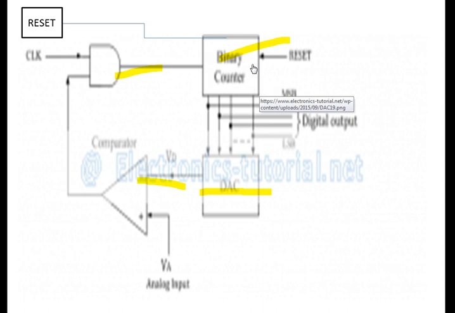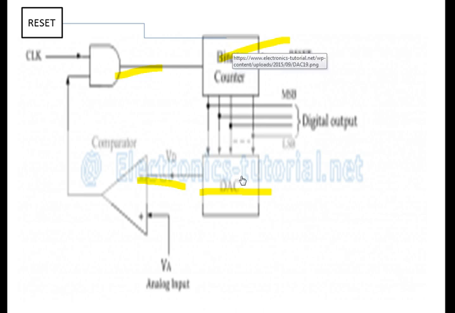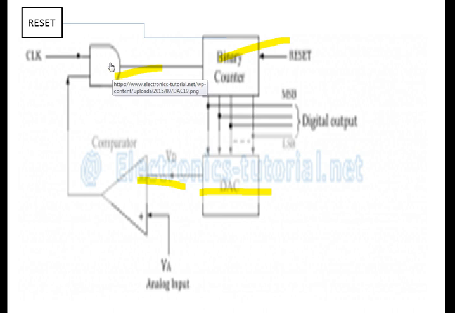Whatever the binary counter gives as output in the form of a digital value is given as input to the DAC. The DAC converts this digital value into its equivalent analog voltage, and this analog voltage is compared with the input voltage we are giving, and according to that the comparator will give the output either high or low. So the counter type ADC mainly has a binary counter, DAC, comparator and clock or AND gate.